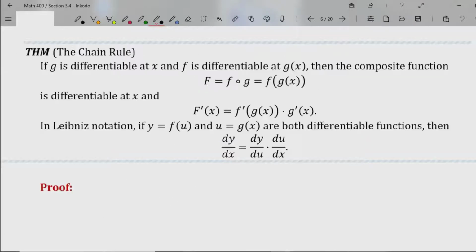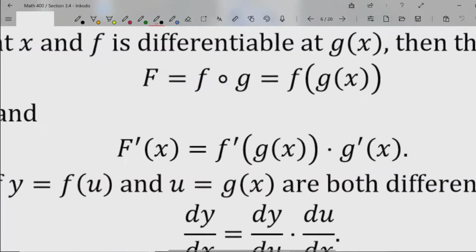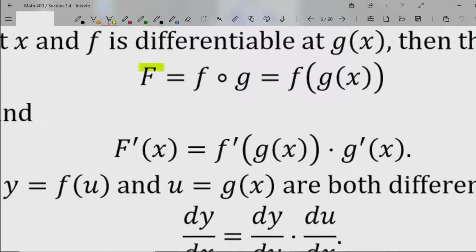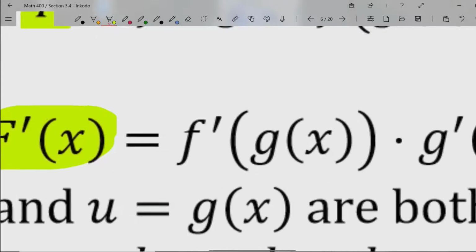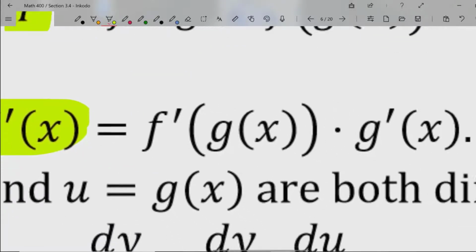Now, all of that was in preparation for the actual theorem. The chain rule is a beastly theorem. It's wonderfully powerful, but it can be somewhat confusing, as you probably already can tell. So if g is differentiable at x, and if f is differentiable at g of x, then the composite function, f of g of x, is differentiable at x, and its derivative, so I use capital F to denote the composite function, is equal to f prime evaluated at g of x times g prime at x.